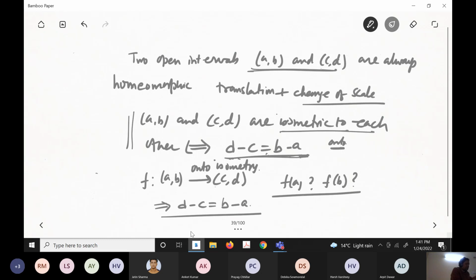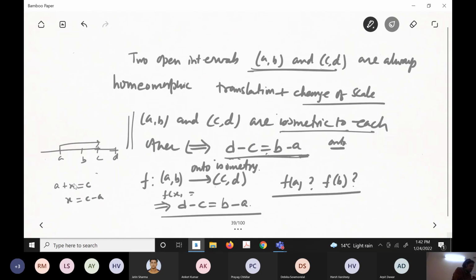You just take the translation. Since the length is same, A, B, it doesn't matter. Even you can take CD. I am just taking CD. Length is same. So you take this. That means A will have to go to C. That means what will be the translation? A plus X has to be C. That means X is C minus A.